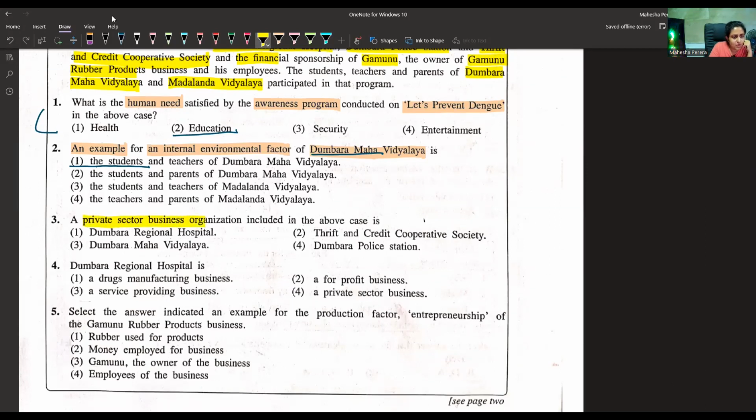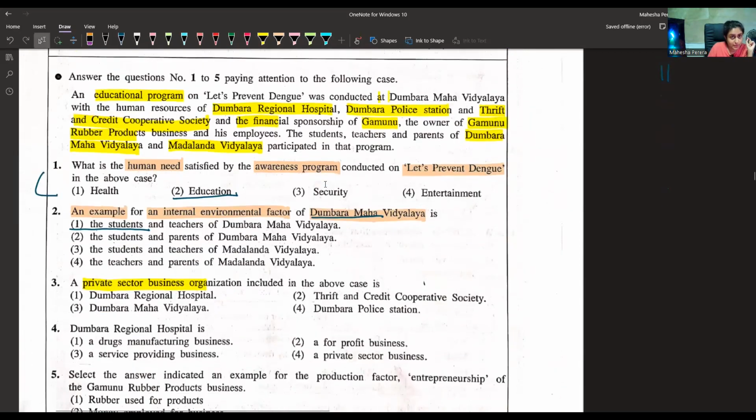Private sector business organization included in the above case. Now we have so many businesses. If we count the number of businesses, we have this hospital. Is it private sector? Definitely no. Why? It says Regional hospital, so it sounds like a government hospital. Regional hospitals are government ones. If it were something like Hemas hospital, Lanka hospital or Asiri, then it would be right. This is definitely a government hospital.